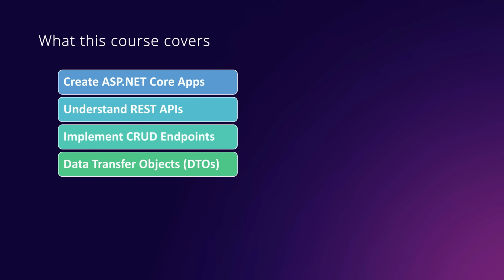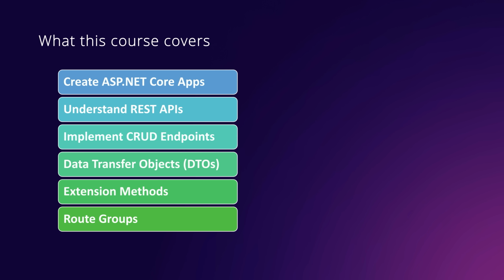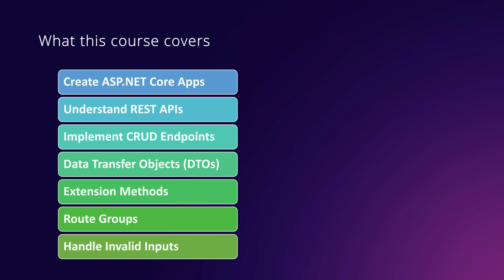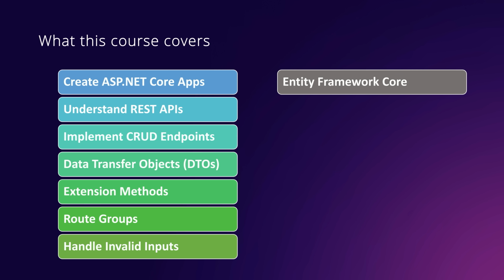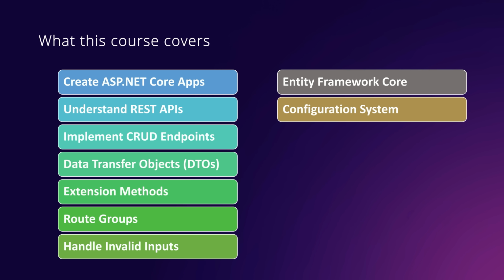Then, you'll see how to use extension methods and route groups to properly organize your API endpoints. You will also spend some time trying out invalid inputs to learn how to ensure they are properly handled by your API. Next, you will introduce real database support via the popular Entity Framework Core ORM framework, which is included with the .NET platform. This will also be a good time to explore the ASP.NET Core configuration system, which will help you avoid hard-coding important configuration details in your C# code.